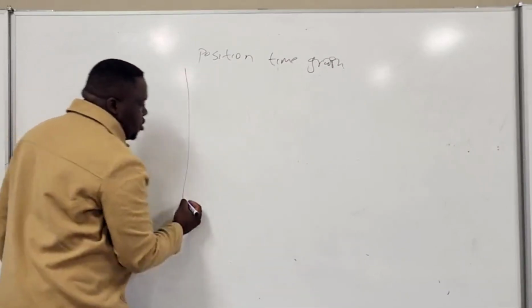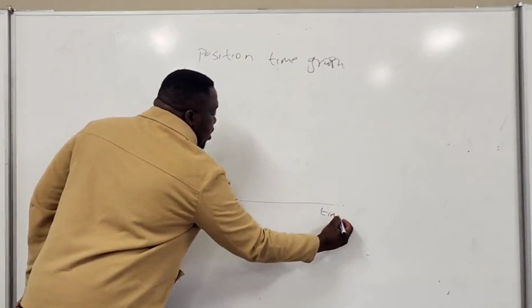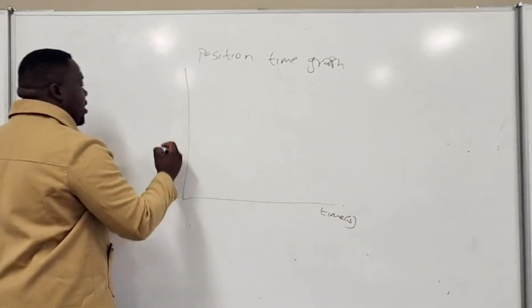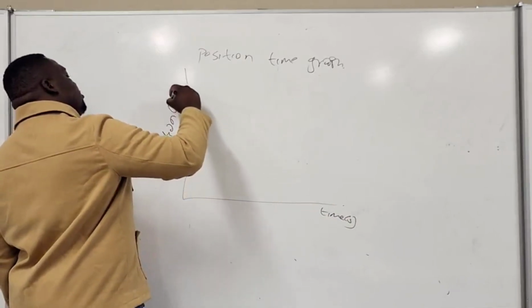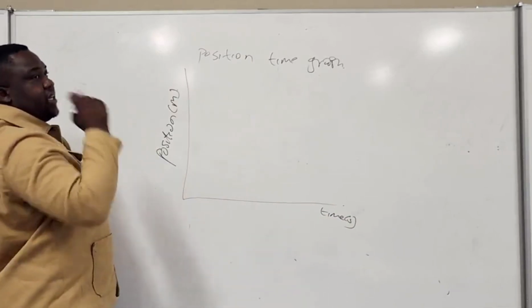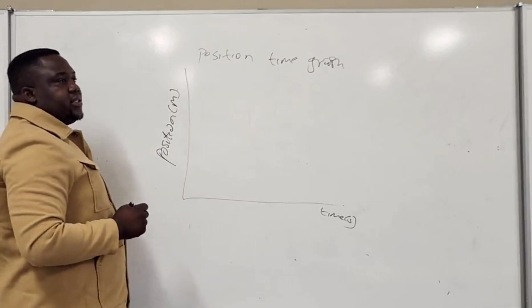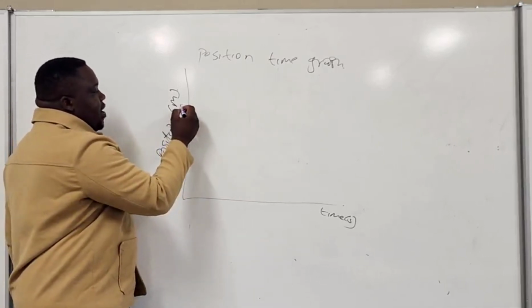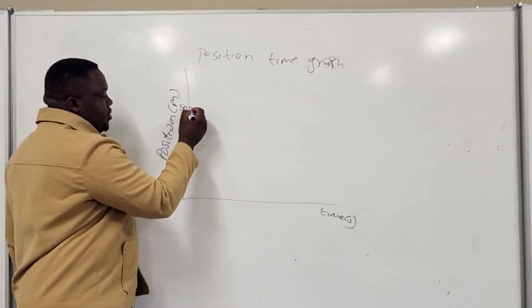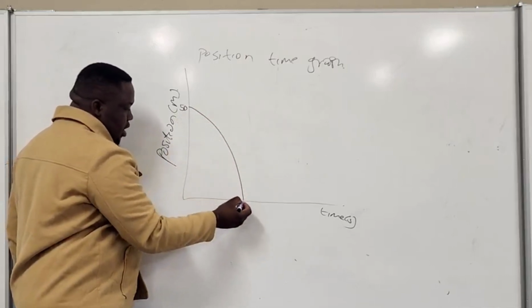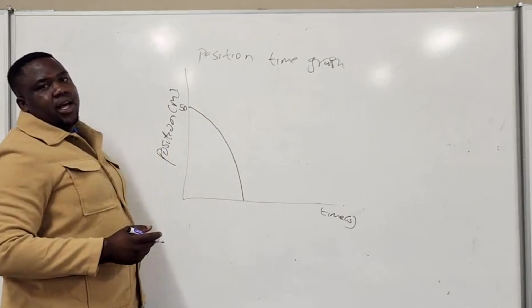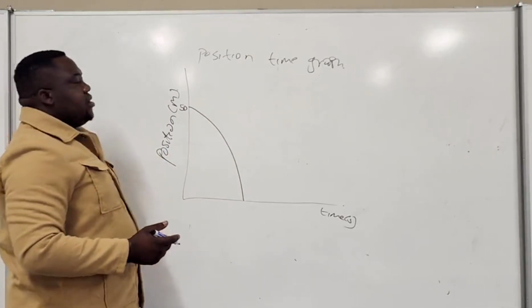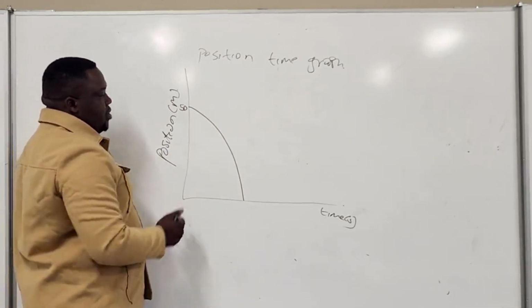So here, we're going to have the time on the x-axis, which is independent. Then we're going to have the position in meters. That position is the distance. So if I have 50 here, then I have this, then I have that. What does this mean? It's a position time graph. What does it mean?